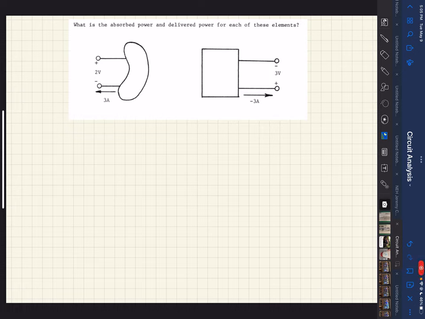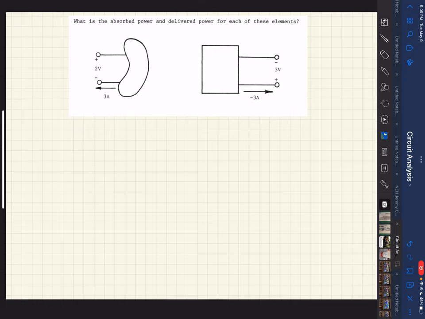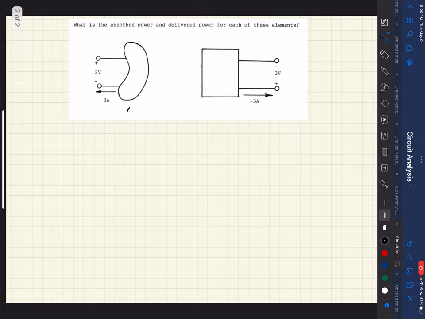So this is a quick example, just looking at how to calculate power and whether the power is absorbed or delivered. So what we're asked to do is to calculate what is the absorbed power and delivered power for each of these elements. So we will call this element A and this one B.